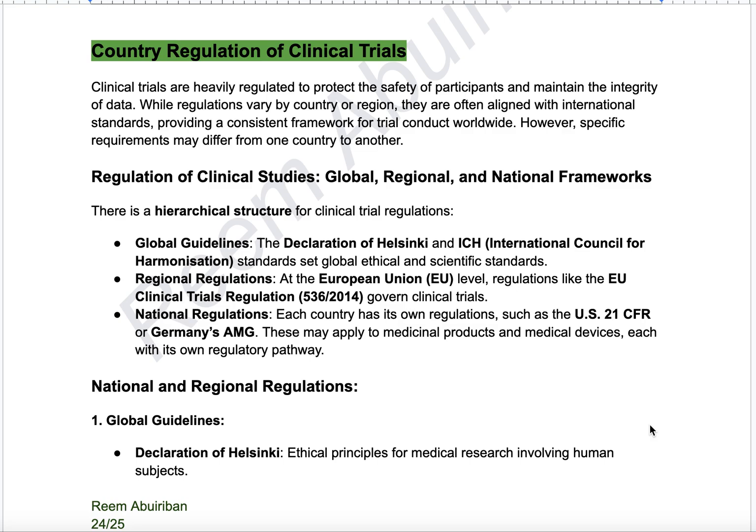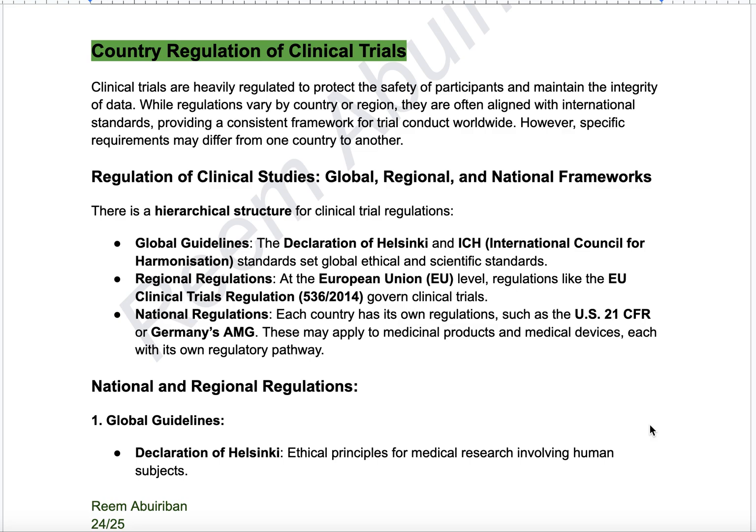Clinical trials are heavily regulated to protect the safety of participants and maintain the integrity of the data. While regulation varies by country or region, they often align with international standards, providing a constant framework for trial conduct worldwide. However, specific requirements may differ from one country to another. Regulation of clinical studies: global, regional, and national framework.